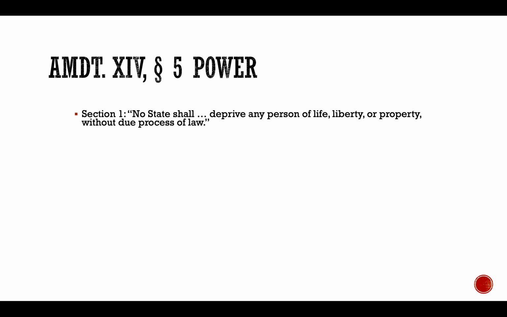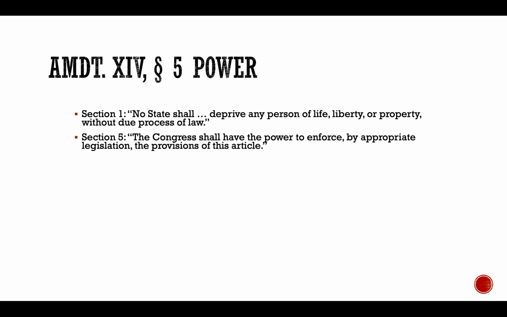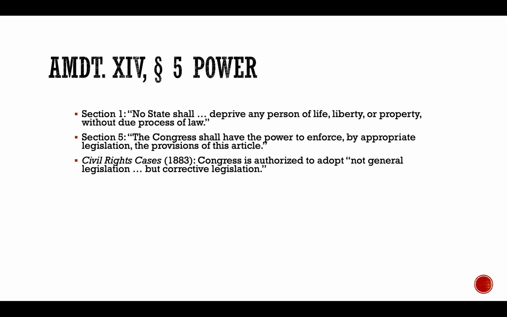So the Section 5 power, again, there's the language of the Due Process Clause, there's the power of Congress. Also in the civil rights cases, the court described the sort of power that Congress has. And the court there called this not a power to enact general legislation, but only corrective legislation. And so it's important to understand this by looking at those two clauses. Right? So Congress has the power to enforce this article. Well, what is this article?